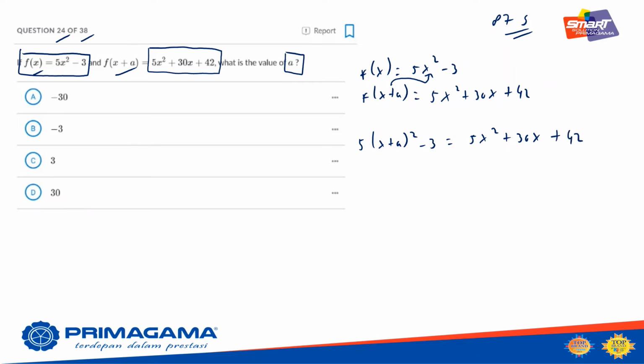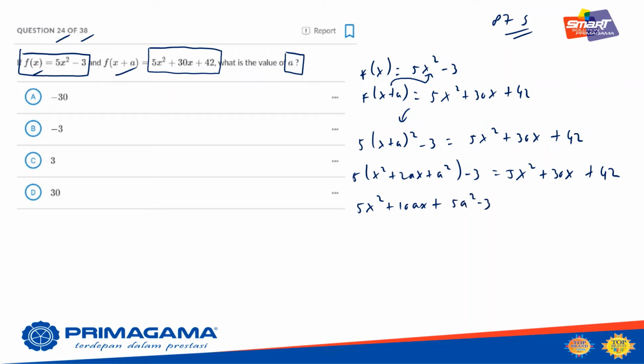Let's work out the left hand side equation. We will get 5 times x squared plus 2ax plus a squared minus 3 has to be equal to 5x squared plus 30x plus 42, and to simplify it, it will become 5x squared plus 10ax plus 5a squared minus 3. We can group this together, equal to 5x squared plus 30x plus 42.